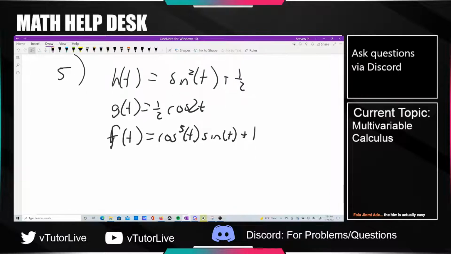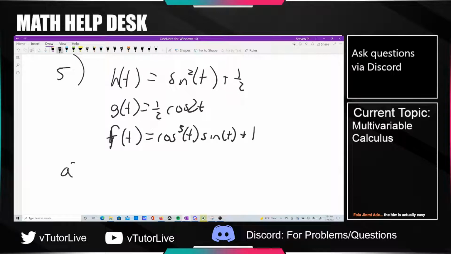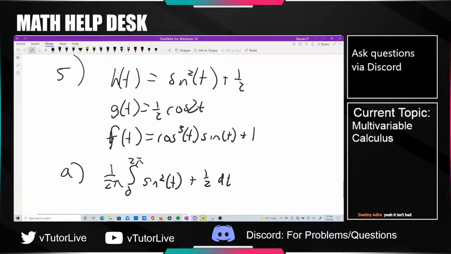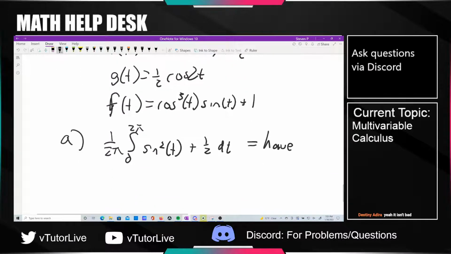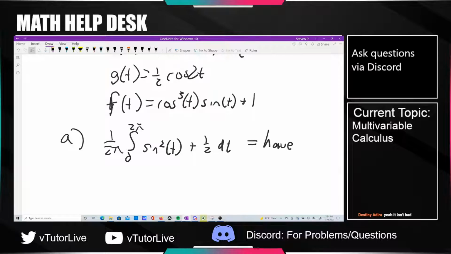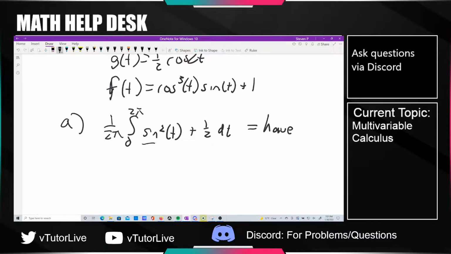And what this question asks us to do is to start by integrating 1 over 2 pi, from 0 to 2 pi, sine squared of t plus 1/2 dt. So this basically takes the average. This is basically equal to the h average over this interval. And looking at this, this is just a slightly tricky integral.